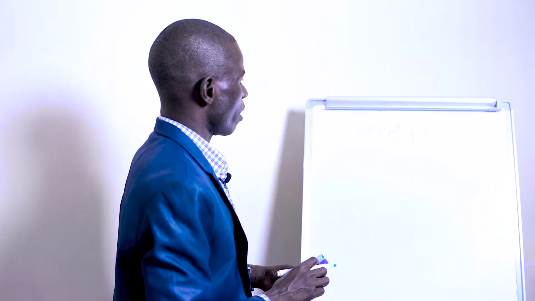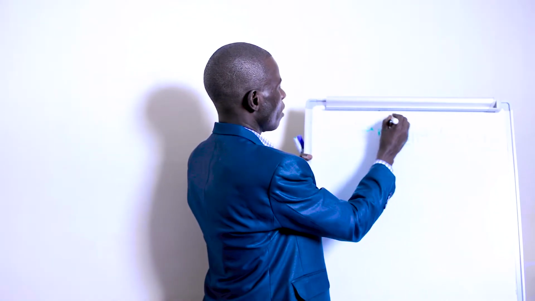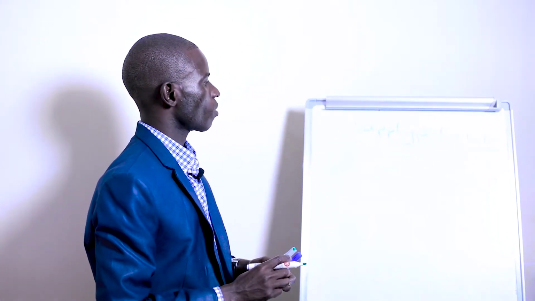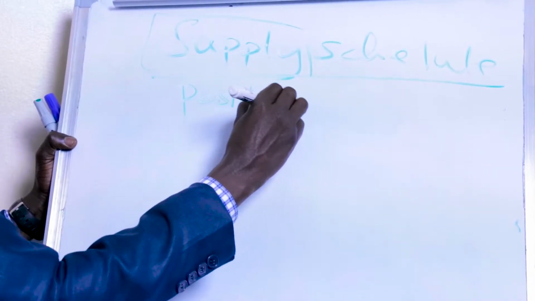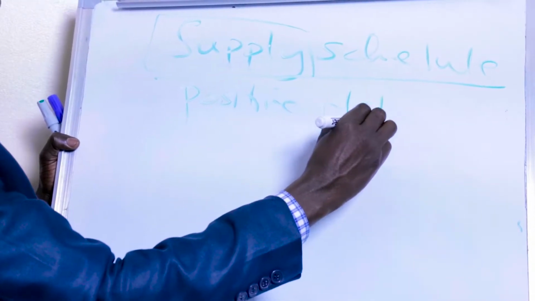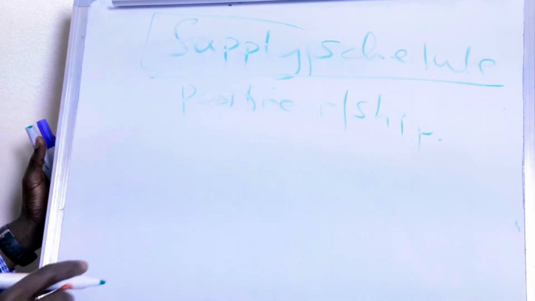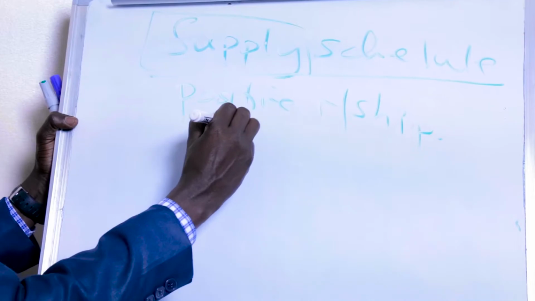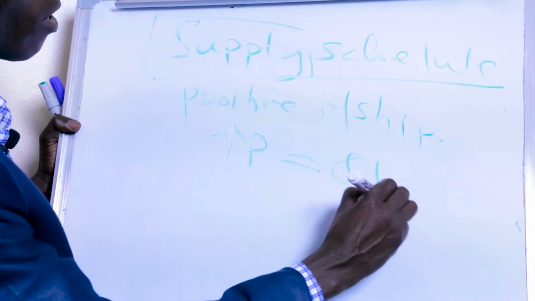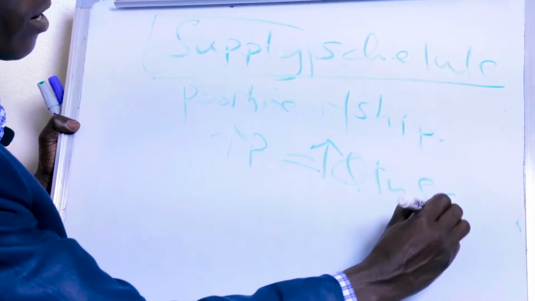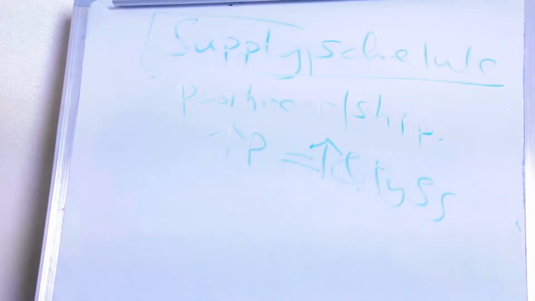And as I said earlier when I was defining the concept of supply, there is a positive relationship between the price and the quantity supplied, meaning that when there is an increase in the price, automatically there will be an increase in the quantity supplied. This is the positive relationship.